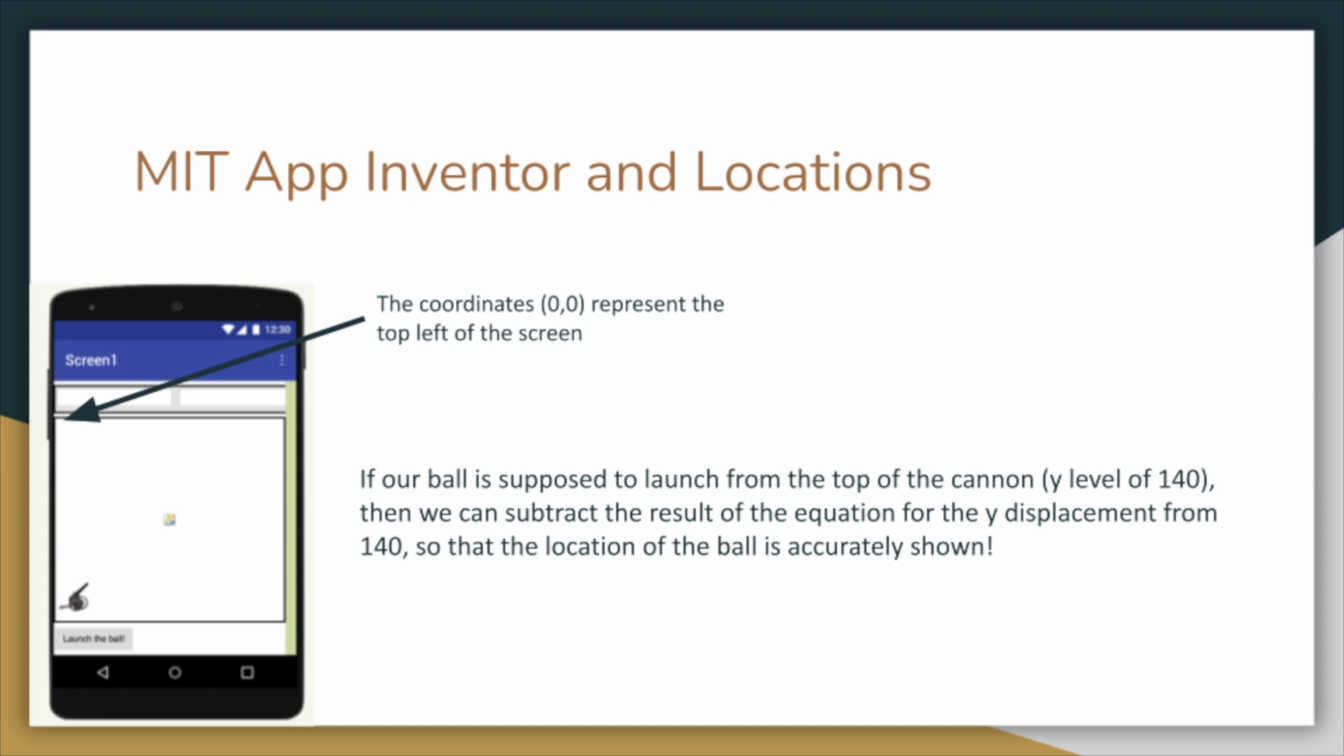Now, we have to make sure we don't just set our y position equal to the displacement from our equation. In MIT App Inventor, a y position of 0 correlates to the top of the screen. If we want to accurately reflect our ball's displacement, we should subtract our displacement from a starting point. In this case, we're starting from the top of the cannon, which is at a y position of 140, so we should do 140 minus our result from the equation to get our y position. And that's all we have to do.